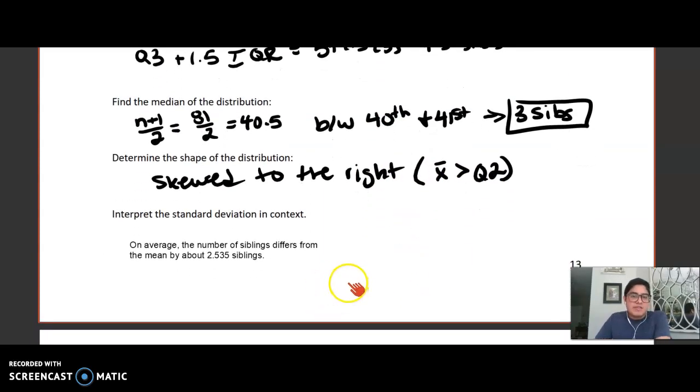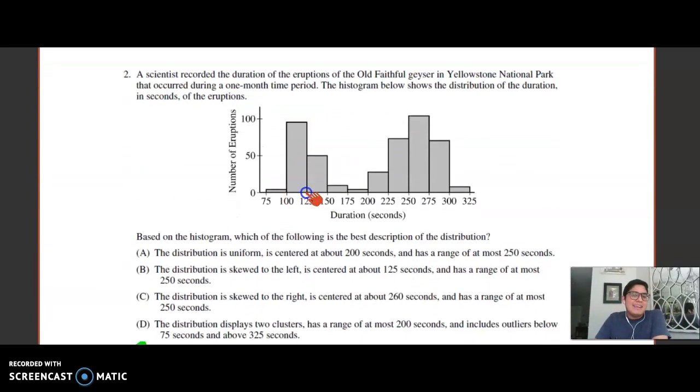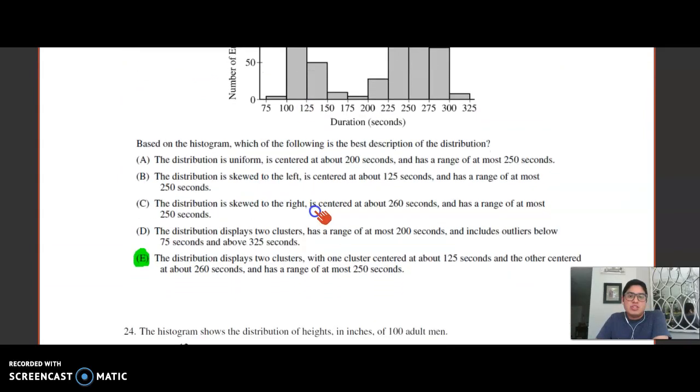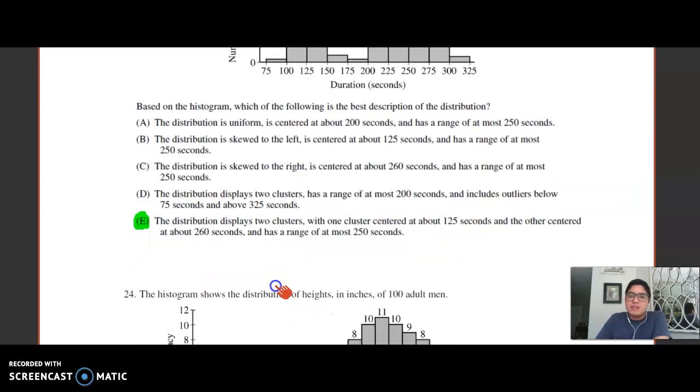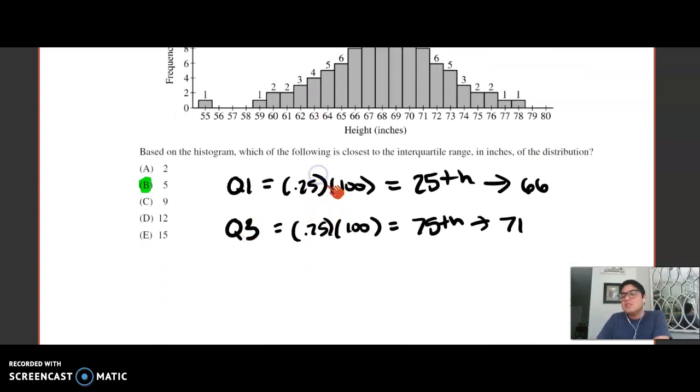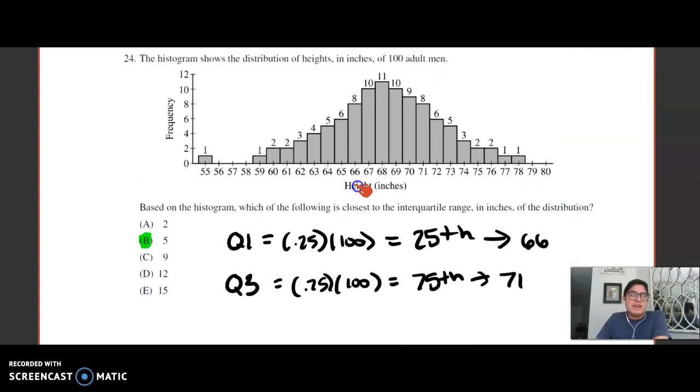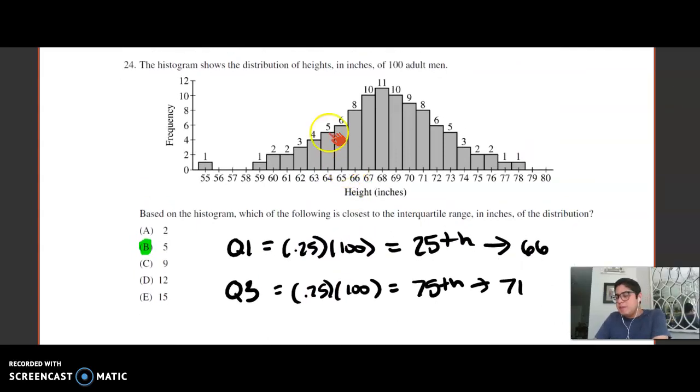And to interpret the standard deviation, it means that on average, the number of siblings differs from the mean by about 2.535 siblings. And then just to check your work here on the multiple choice, we should have gotten bimodal, one cluster, another cluster, and then a range. And then here, this one's kind of weird. It's not very common to find the IQR from the histogram, but totally possible.